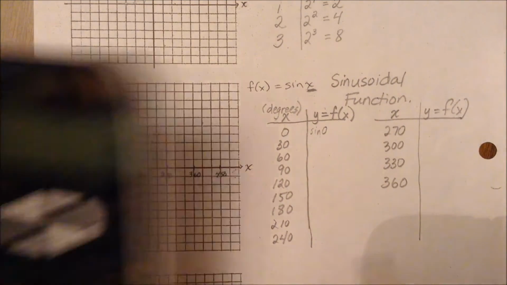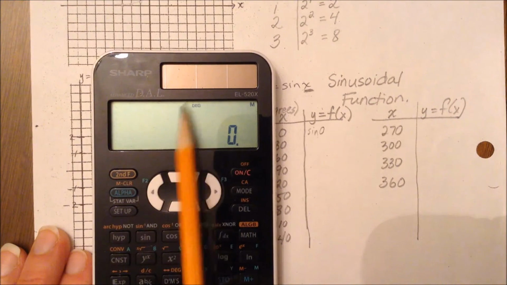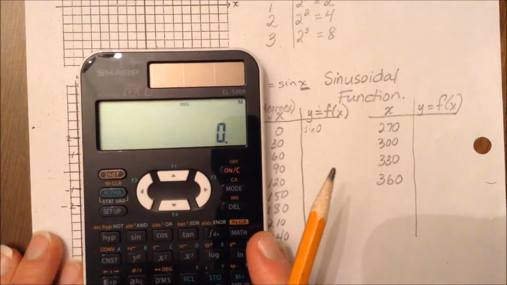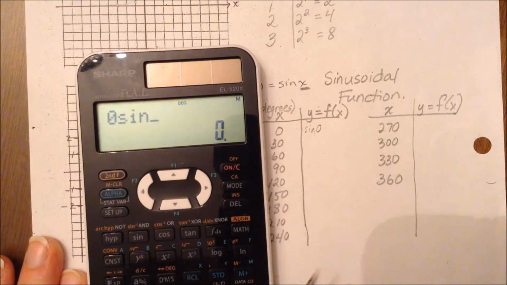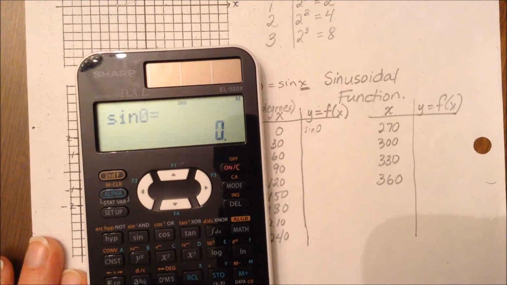Okay, so 0 would be sine of 0. Make sure your calculator is set to degrees. Remember to check here, and you can figure it on your calculator how to change that if it's not. So we just find sine of 0. Sine of 0 is 0.